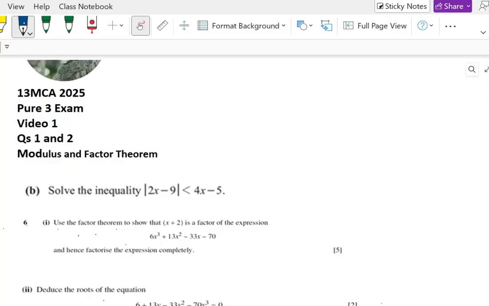So here come the first couple of questions. Question 1 was a modulus problem. This is it here. And question 2 was this factor theorem thing with a little bit of a twist at the end.